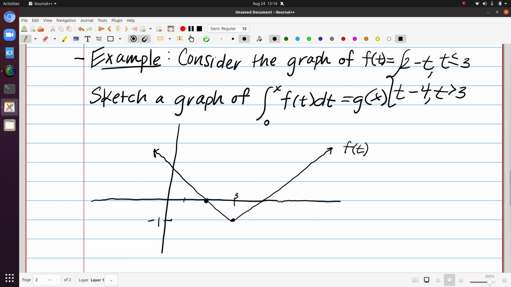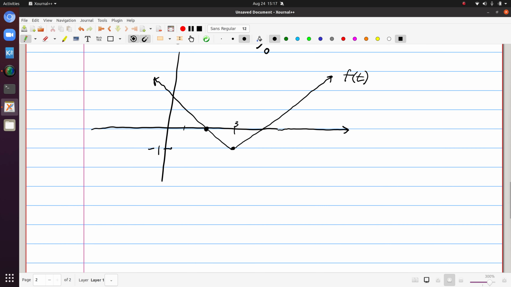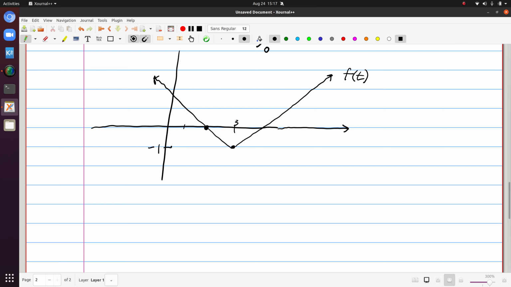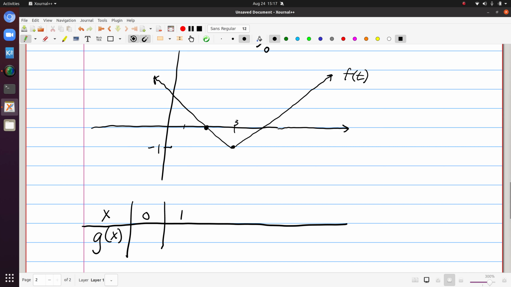So the question here is we want to use this to come up with a sketch of the graph of g of x. So before I just jump into the picture, let's think about some key points here that we can find. And of course, it didn't specify a particular interval of x values. So let's just look at, say, 0, 1, 2, 3, 4, and 5. So I'm going to find these values for the function g, and then we can use that to sketch.